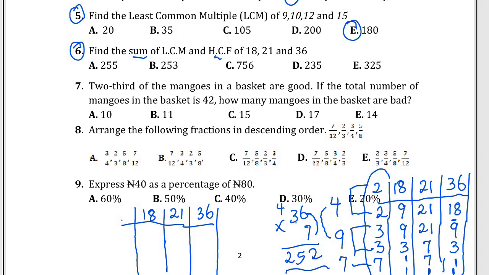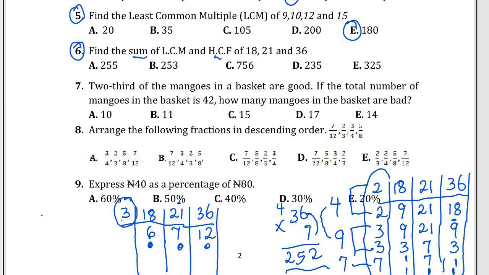Unlike LCM, for HCF, you must use a value that is able to divide through all of them. I cannot use 2 because 21 cannot be divided by 2. 2 can only divide through even numbers. I can only use 3. 18 divided by 3 is 6. 21 divided by 3 is 7. 36 divided by 3 is 12. Can you think of any number that can divide through 6, 7, and 12? The answer is no. Therefore the HCF is 3.